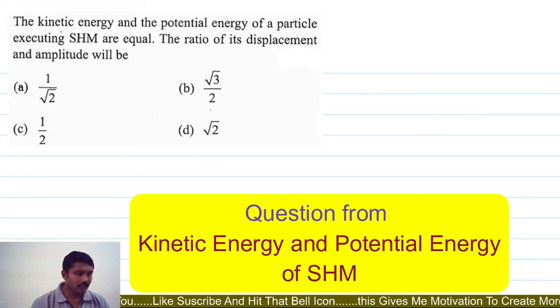The kinetic energy and potential energy of a particle executing simple harmonic motion are equal. According to the question, they are equal. You have to find the ratio of its displacement and amplitude.